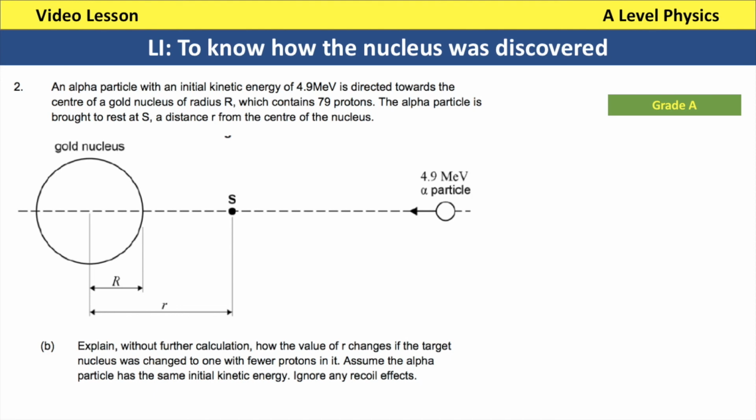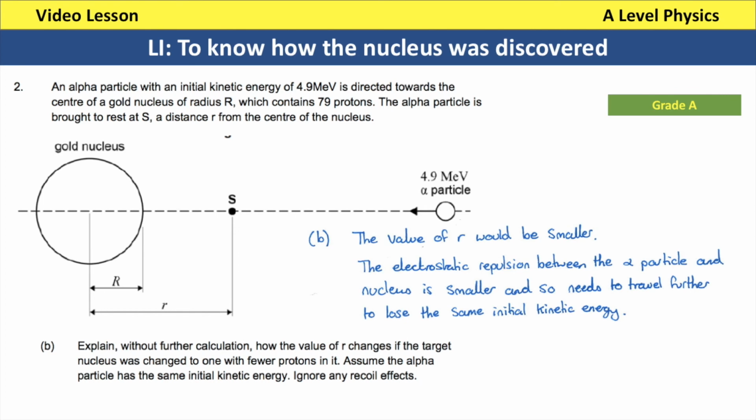If the charge is reduced, then the electrostatic repulsion on the alpha particle is going to be less. So therefore, to reduce the kinetic energy of the alpha particle to zero with a smaller force acting on it, that force is going to need to act for a much longer time, meaning that the alpha particle is going to get much closer. So what we can say about the value of r is that it is going to be smaller. The electrostatic repulsion between the alpha particle and the nucleus is smaller, and so it needs to travel further to lose the same initial kinetic energy.